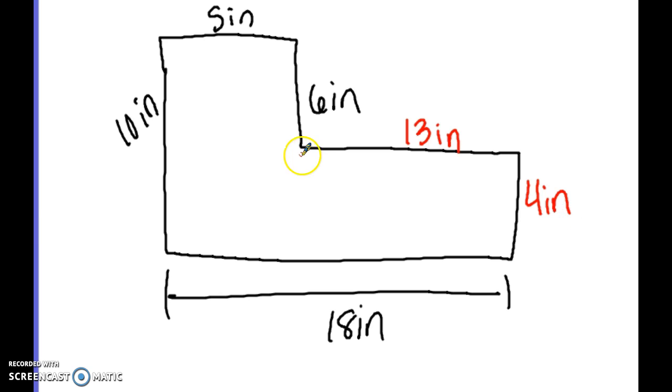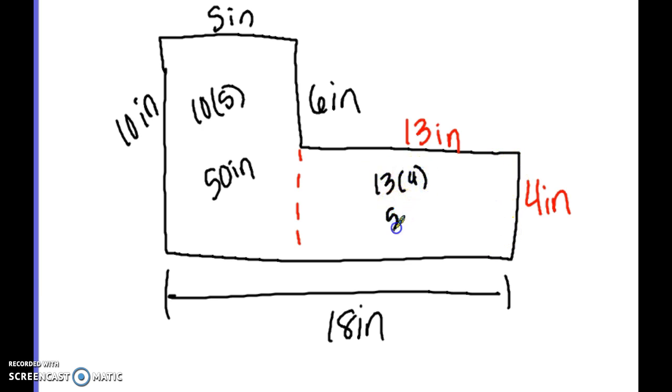And so then we cut it into smaller pieces. This is all review in our journal notes for what we did yesterday. So for our bigger rectangle, we have 10 times 5, which is 50 inches. And then for this one, we have 13 times 4, which is 52 inches. And when you add them together, you get 102 inches.